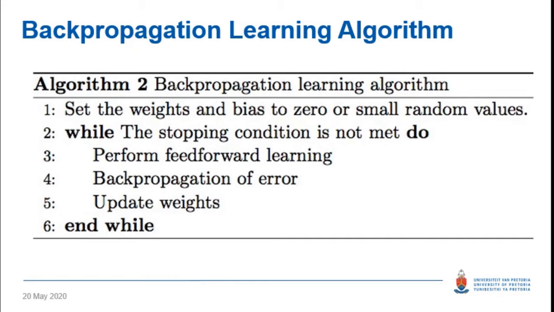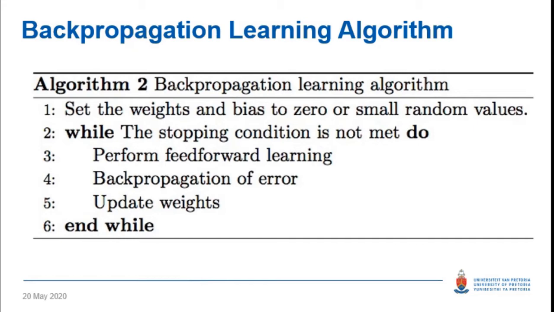The one difference between this algorithm and the perceptron learning algorithm is that the activation functions used with this algorithm are very, very sensitive to the weights and bias values. So those values need to be chosen very carefully. And typical ranges that have been used are, for example, minus 0.5 to 0.5 or minus 1 to 1.